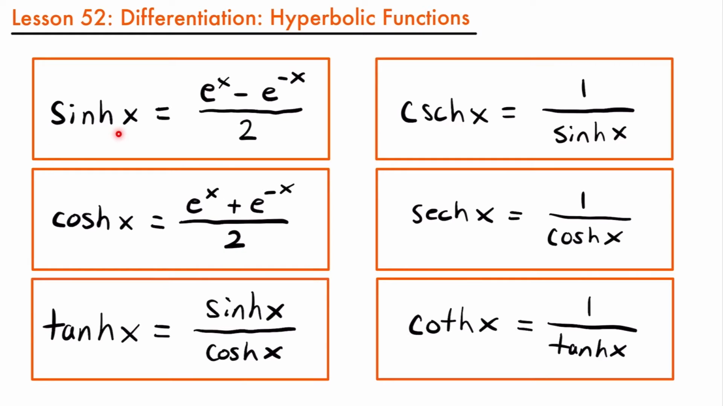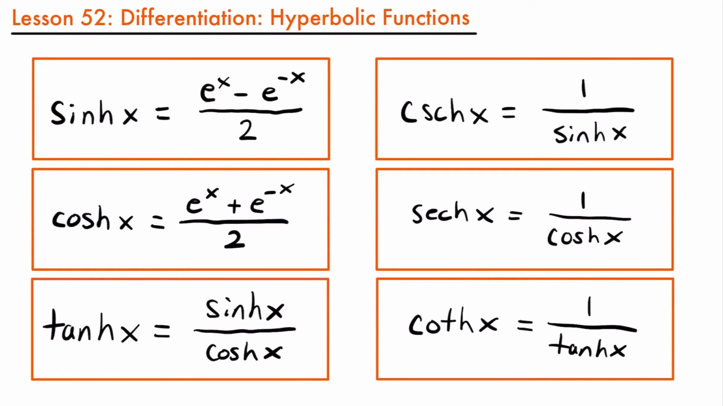So hyperbolic sine of x is equal to e to the power of x minus e to the power of negative x, divided by 2, and hyperbolic cosine is equal to e to the power of x plus e to the power of negative x, divided by 2. And then the rest of our hyperbolic functions are defined using these 2 hyperbolic functions.